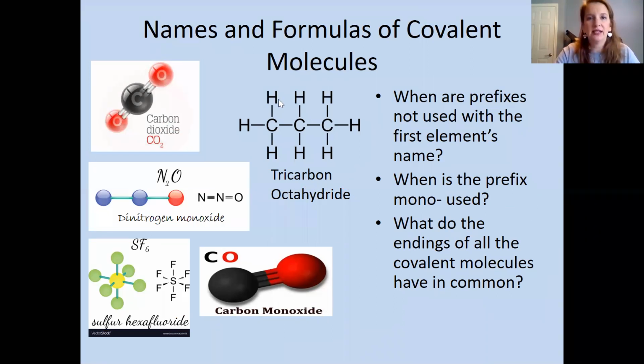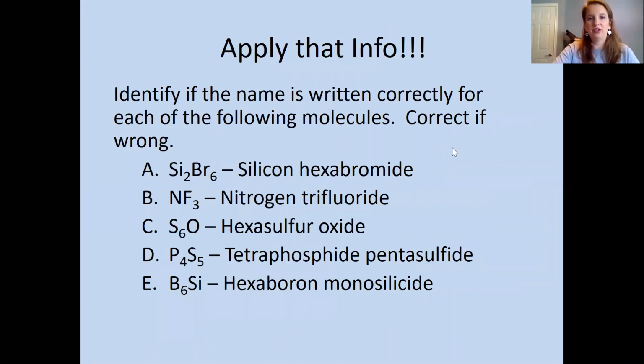So let's see if we can apply the information that we just talked about. We want to see if the names are written correctly for each of these following molecules. We need to correct it if it's wrong. So Si2Br6, is that silicon hexabromide? No, that's wrong. The first one, silicon, would imply that there's only one silicon, but there are two. So we need to put that prefix with that first one. So this should be disilicon hexabromide.